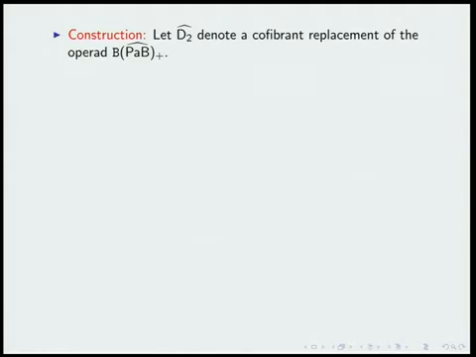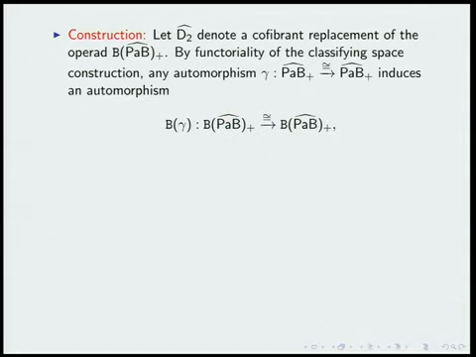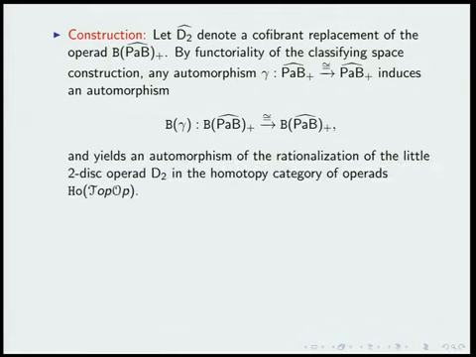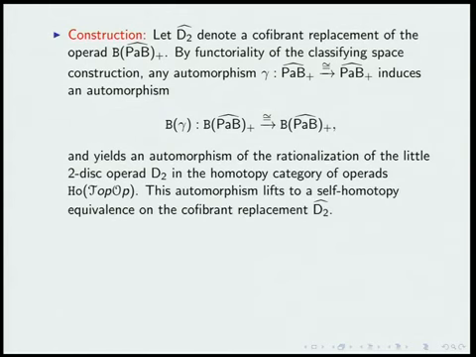Okay, and maybe I will come back within a couple of minutes to the difficulty which this construction creates. So I start with any automorphism in GT1. By functoriality, this automorphism induces an automorphism of the classifying space of PAB hat. And you can lift, so it's some kind of rational homotopy automorphism of D2. And you can lift this iso to a self-homotopy equivalence at the level of the cofibrant replacement, D2 hat.